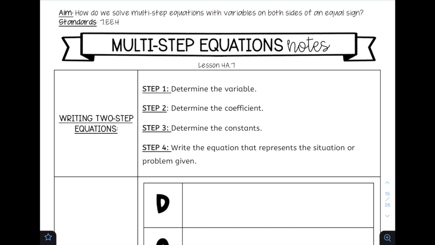Just going over how to write two-step equations and what basically creates an equation. You have your variable and you're determining the variable from the word problem. You're determining your coefficient that's going to match up with your variable, what's going to change or how it's going to change based on your variable. Determine the constants, what something's going to be equal to, what's staying the same. Writing your equation and making sure that you're isolating your variable because you're solving for a missing piece. And that's what your variable represents, an unknown value.